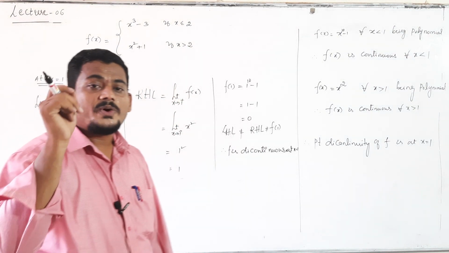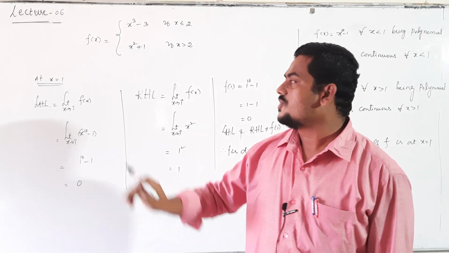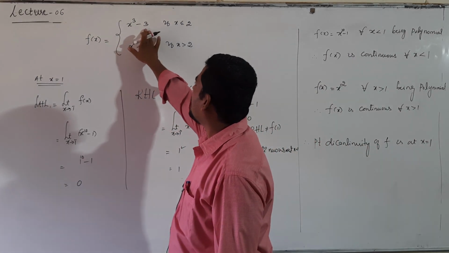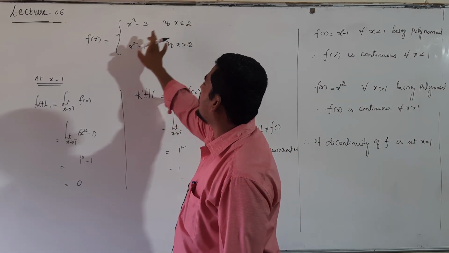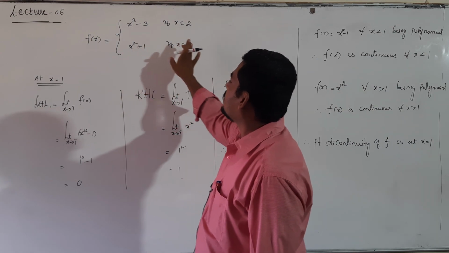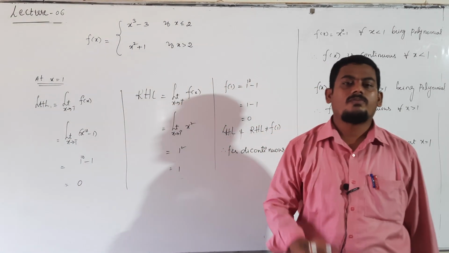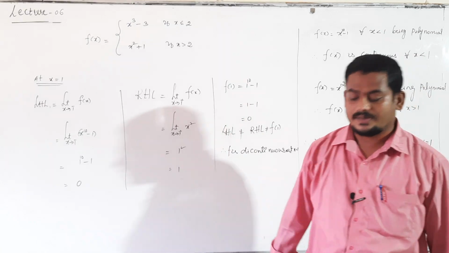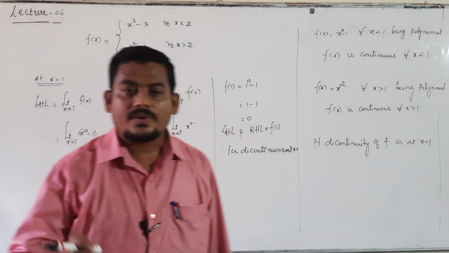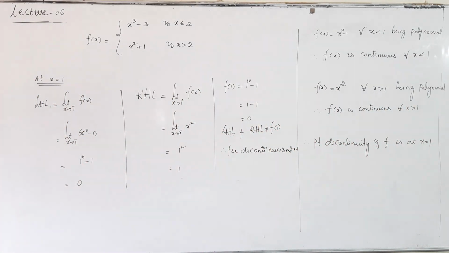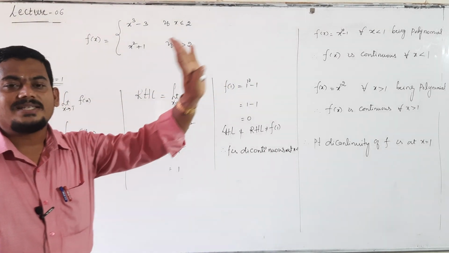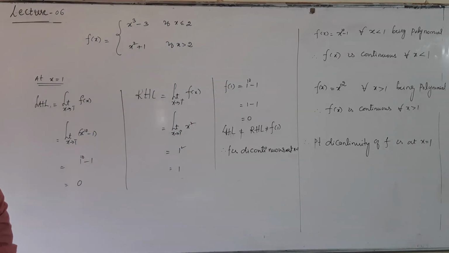Find all the points of discontinuity of the function f of x equal to x cube minus 3 if x is less than or equal to 2, x square plus 1 if x is greater than 2. Find all the points of discontinuity. Again the same procedure only. Check the continuity at 2. After that simply write the sentence, right?